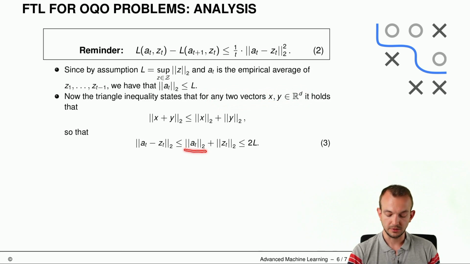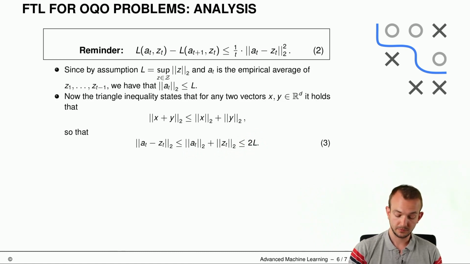And well, what we get is the Euclidean length of the action AT, which is, as we just clarified, smaller than L, and the length of the environmental data point ZT, and by assumption this is smaller than L, so we have here this is smaller than L, this is smaller than L. We get here a bound of 2 times L.